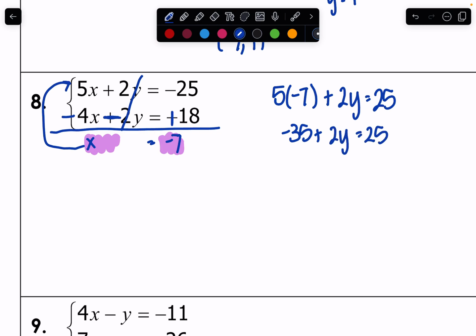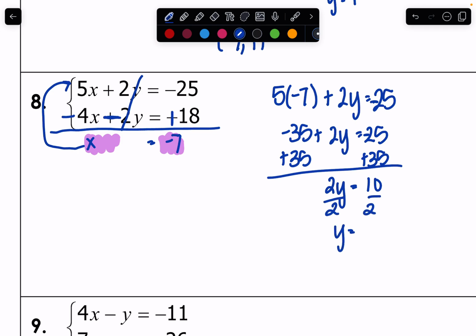So now I can do my adding or subtracting. I want to add 35 to both sides. I get 2y equals 25 plus 35. Oh, sorry, that was a -25, if you're wondering what I did wrong there. So 2y equals 10. -25 plus 35 is 10. And then I want to divide by 2. So I get y equals 5. And so there would be my second answer. So together we write that as -7, 5.